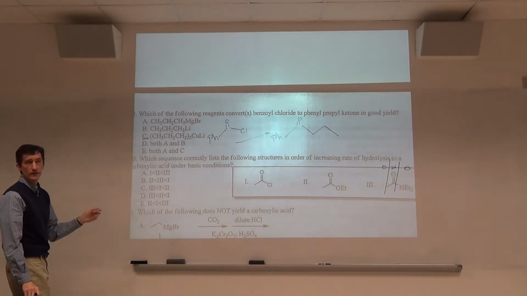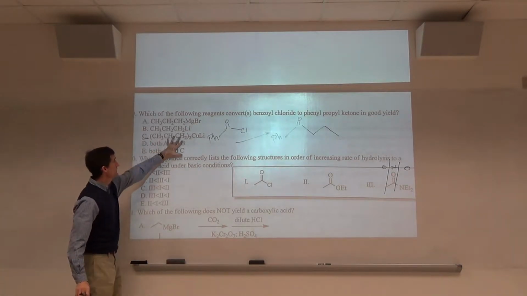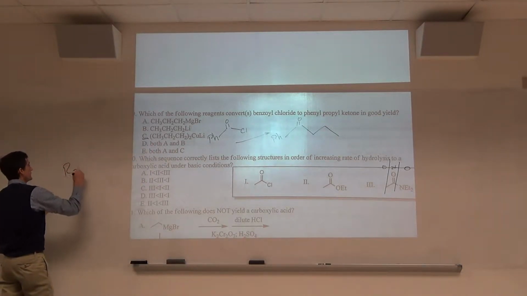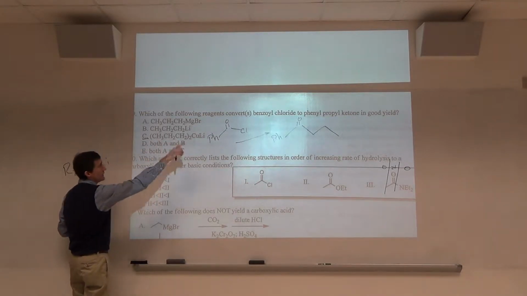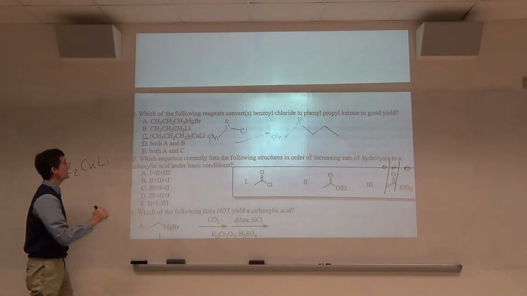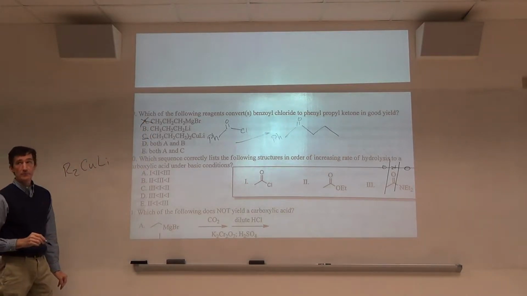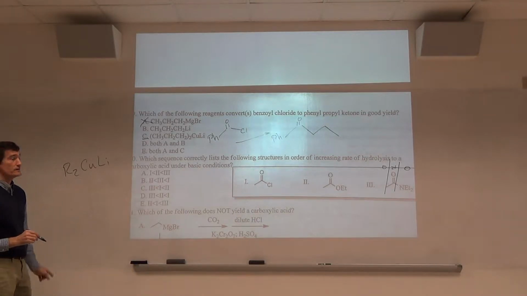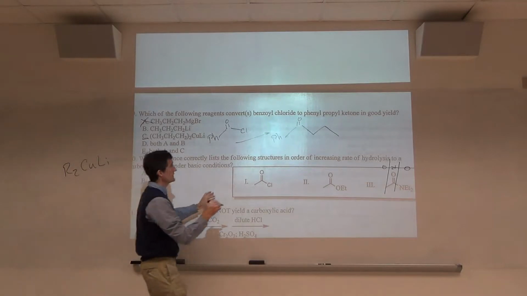This is what we ended with on Friday. Organocuprates, R2CuLi. Here R is propyl. Good way to make ketones. Why is it not A? Because A is a propyl in the form of a Grignard. Grignards do not stop. The Grignard is going to react with this again.